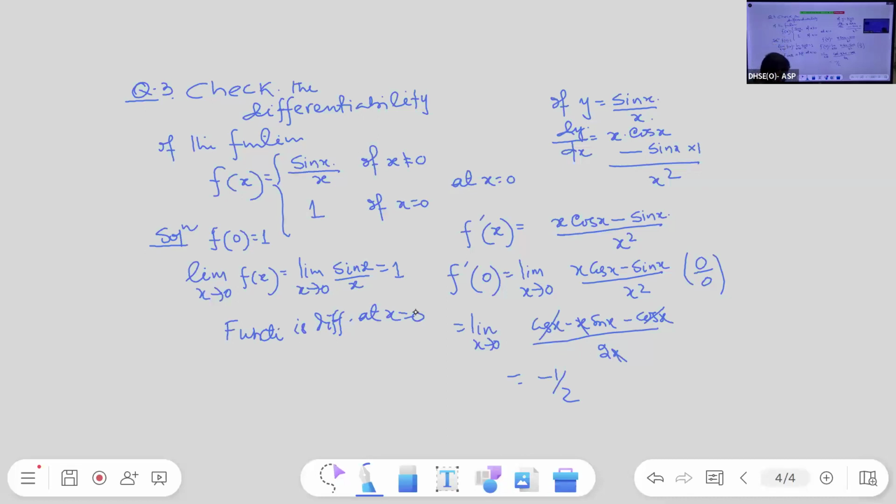Function is differentiable at x is equal to 0. Oh, sorry. This is not minus, this is 0. x cancels, sin 0 is 0. Function is differentiable at x is equal to 0.